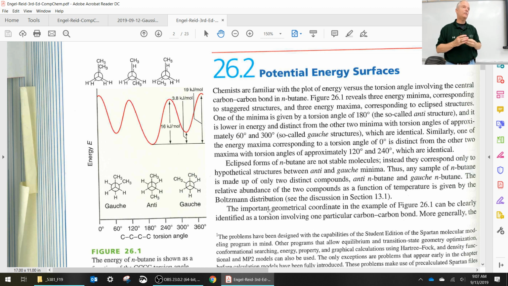And we've taken a single cut through that, and the variable that we've chosen to cut through that potential energy surface is this torsion angle, the carbon-carbon bond torsion, or dihedral angle. And what we see here is, so we look at that red curve, and we call that a potential energy surface. Okay? Everybody with me so far?